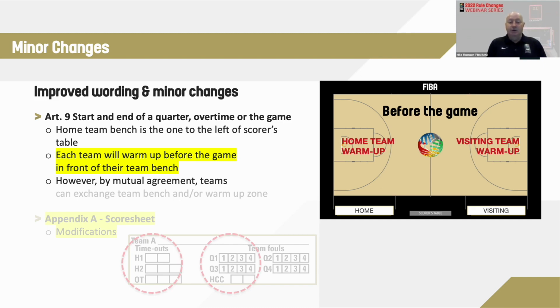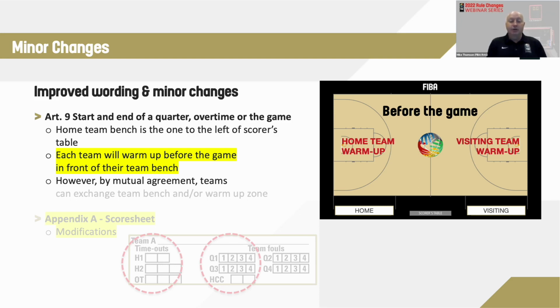This is the standard. We do know that by mutual agreement, the teams can still exchange team benches and or warm-up zones. But the protocol is that the home team bench is to the left of the scorer's table when facing the court, and for the first half, they will warm up in front of their bench.